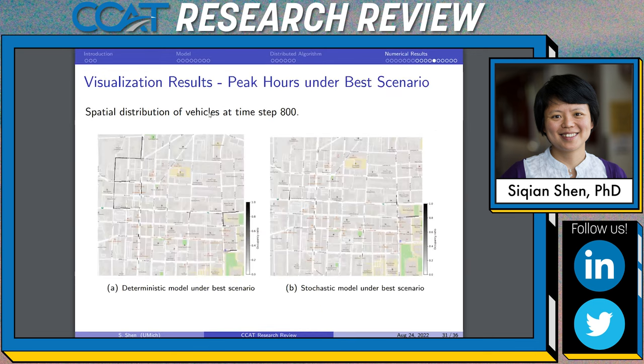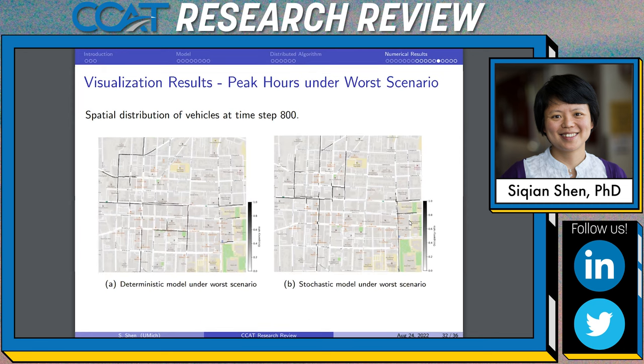Okay, and these are just some pictures showing you, if I look at my results, I visualize the congestion. Any black line here will show you the congestion, so where the vehicles are. If I look at peak hours under the best scenario, my deterministic model will still have some congestion somewhere. My stochastic model has fewer congestions, the fewer black lines. If I look at the worst case scenario, both of them have a lot of black lines, but if you aggregate them together, the stochastic is still better.